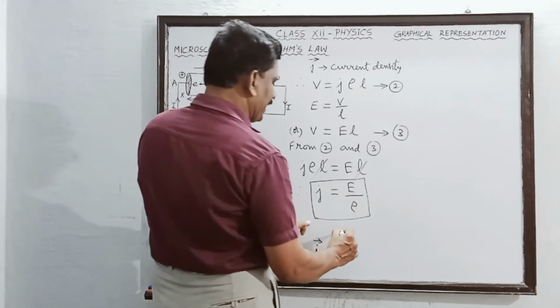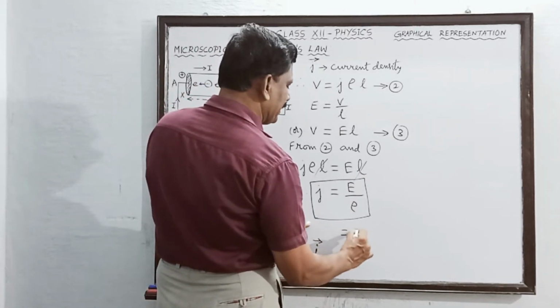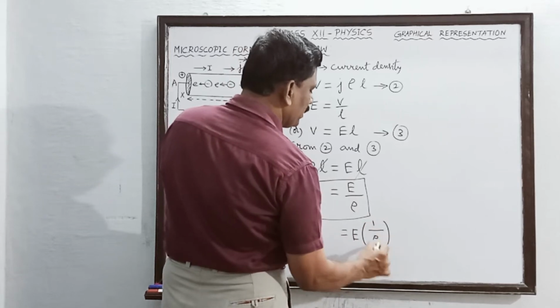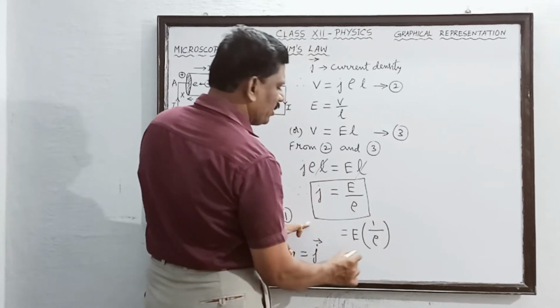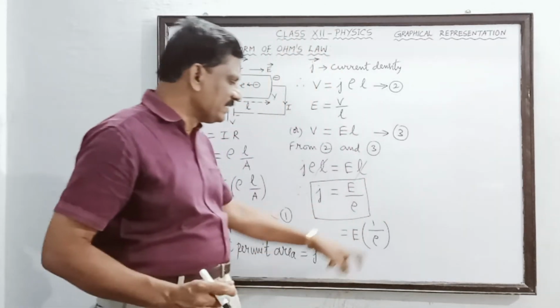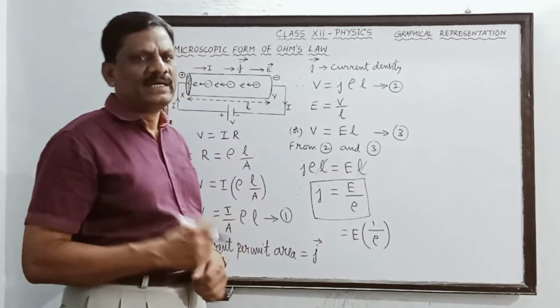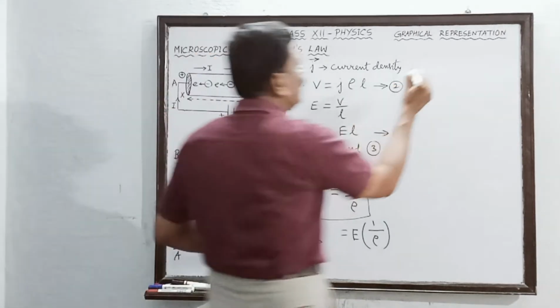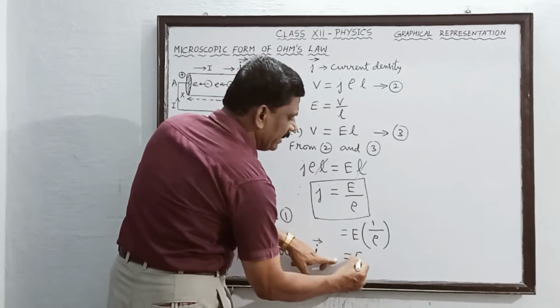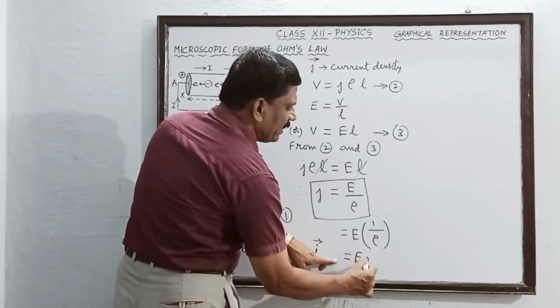So this also can be written as E multiplied by 1 by rho. But 1 by rho is also equal to what? It is the reciprocal of resistivity, which is called conductivity. Is it not? See here, 1 by rho. So this is also equal to E multiplied by sigma.